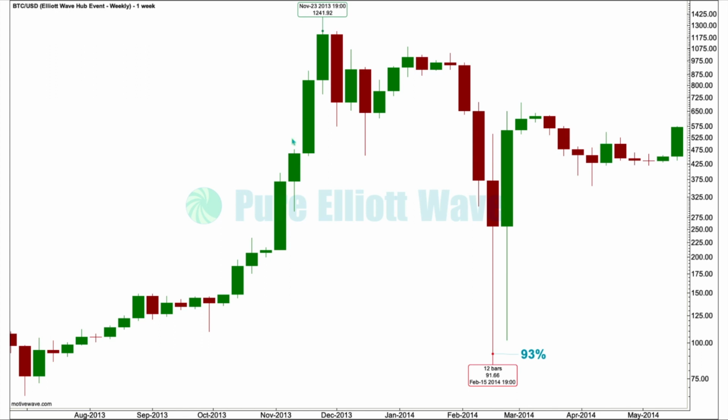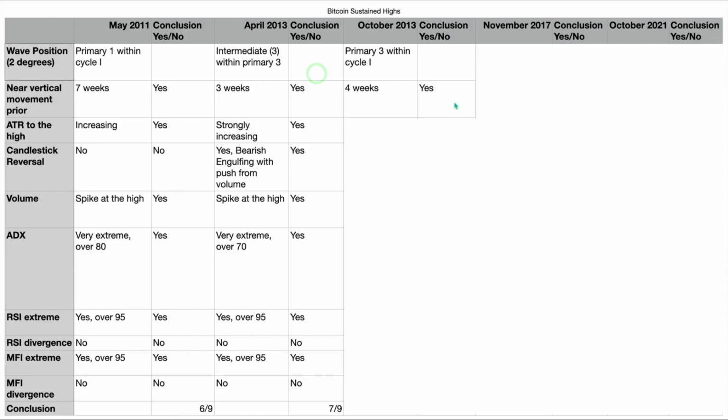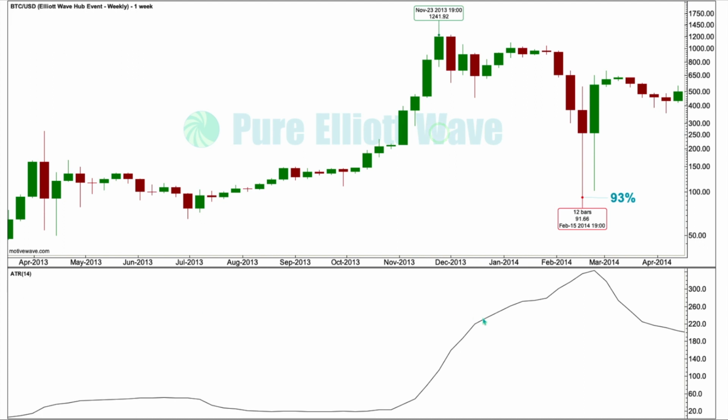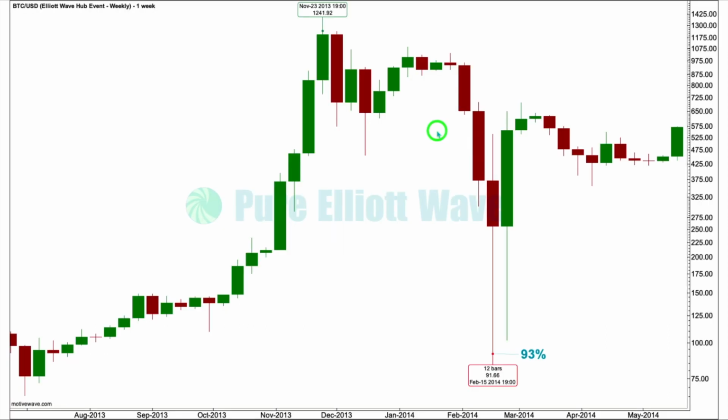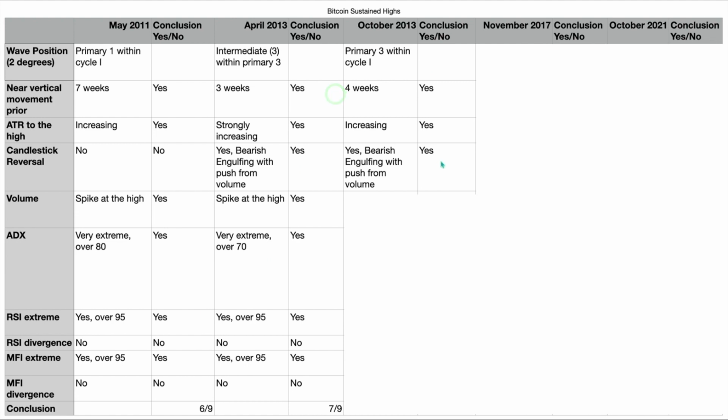Today. So we've got a vertical spike of 4 weeks up to the high. Yes, that condition was met. ATR showed a strong increase up to the high. Also a strong increase throughout the A wave of the triangle as well, this first part of the bear market. Yes, we see a strong increase in ATR. That condition is met. There's a strong bearish engulfing candlestick pattern. That condition is met, and very impressively it has push from volume.